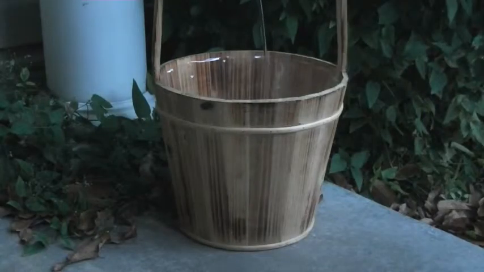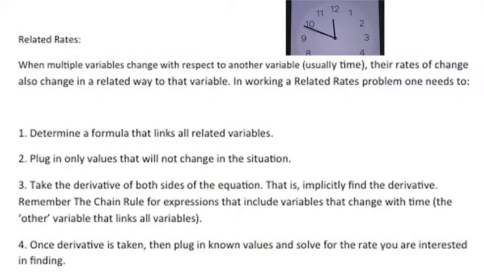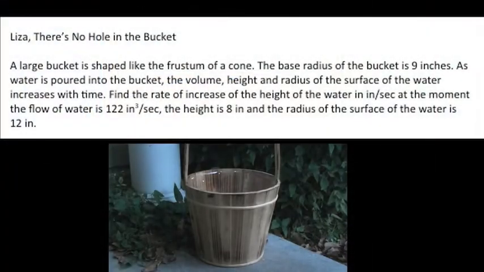We're filling a bucket with water, and that creates a related rates problem. Related rates problems arise when you have multiple variables that all change with respect to some other variable. Usually that other variable is time, and it is in this case too. As we fill the bucket with water, the volume changes with time, the height changes with time, and the radius of the top layer of water changes with time.